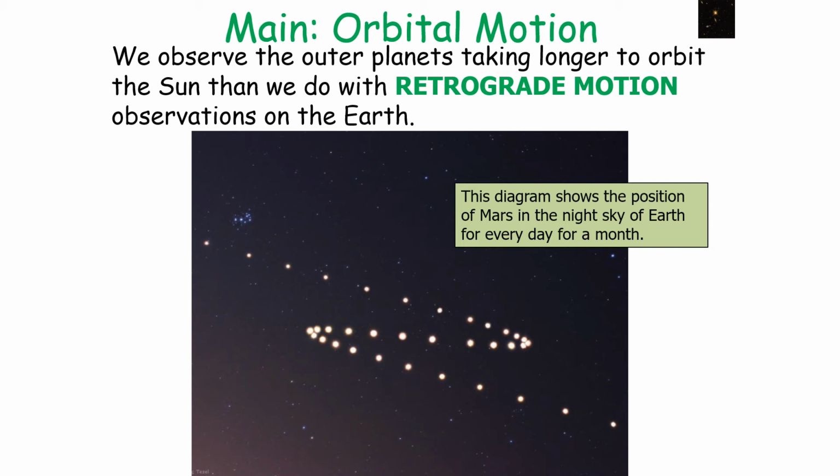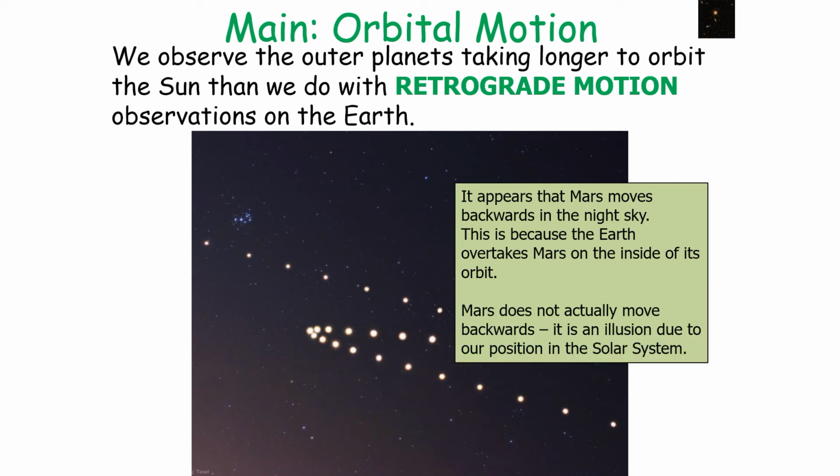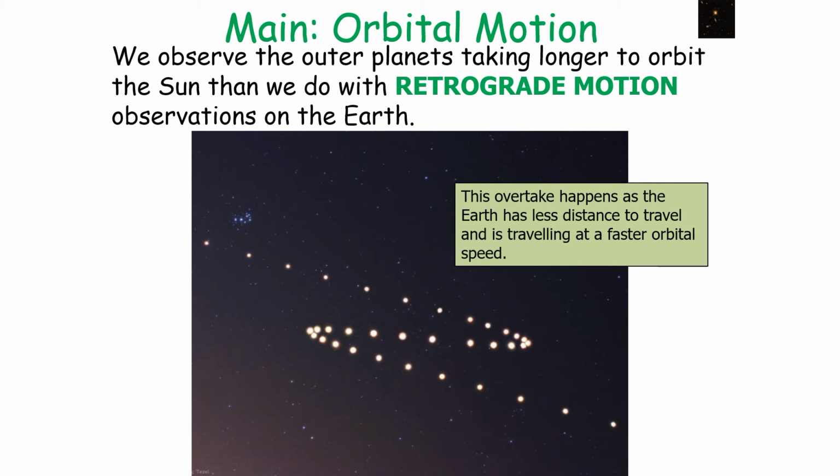So the following diagram shows the position of Mars in the night sky of Earth for every day of a month. Now it appears that Mars moves backwards in the night sky. This is actually because the Earth overtakes Mars on the inside of its orbit. So Mars does not actually move backwards, it's an illusion due to our position in the solar system. This overtake happens as the Earth has less distance to travel and is travelling at a faster orbital speed.